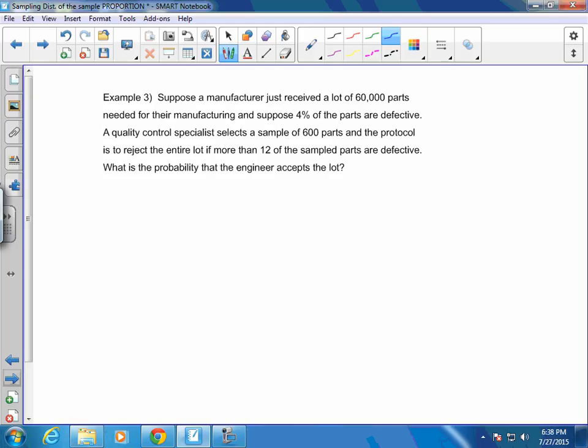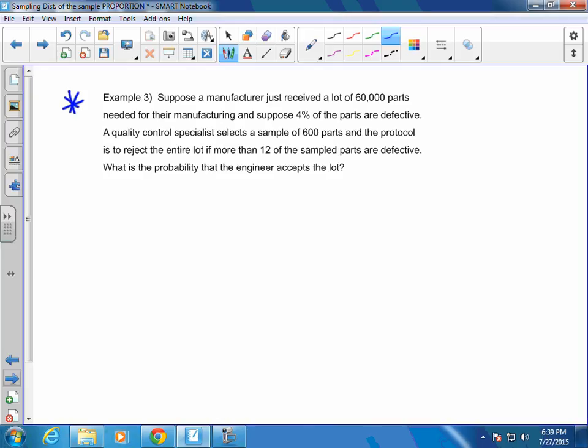Okay, let's take a look at another scenario. This one, you can kind of make an asterisk, because this one would be harder. Students tend to struggle more with these kinds of questions, so I definitely wanted to take a look at one of them. Suppose a manufacturer just received a lot of 60,000 parts needed for their manufacturing, and suppose 4% of the parts are defective.